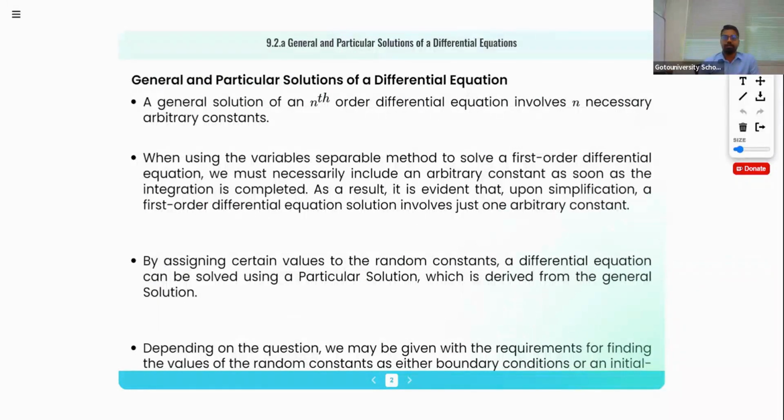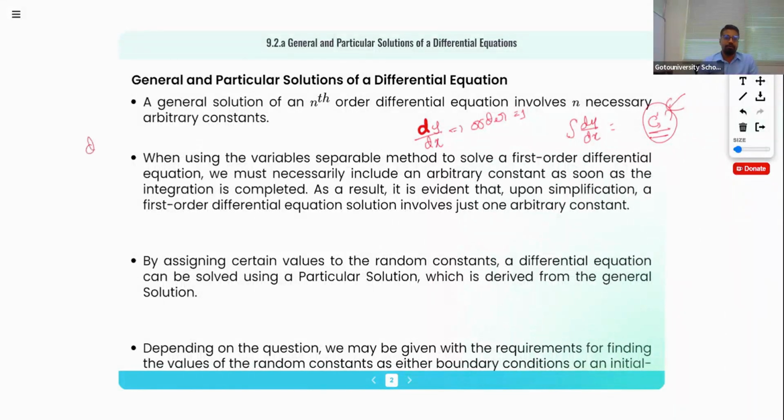What do you mean by order? If you have differentiated only one time, that is first order. Order is 1. If the order is 1, when you integrate the first order derivative, you get an arbitrary constant. That is why it will have only one constant.